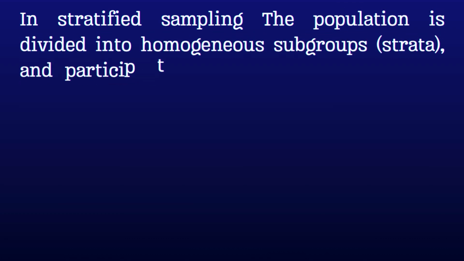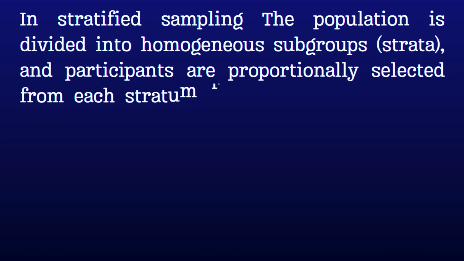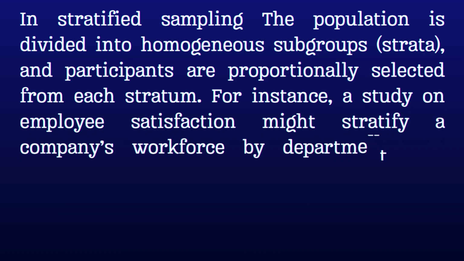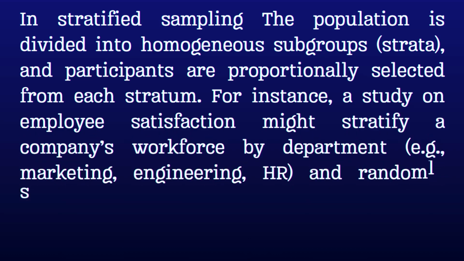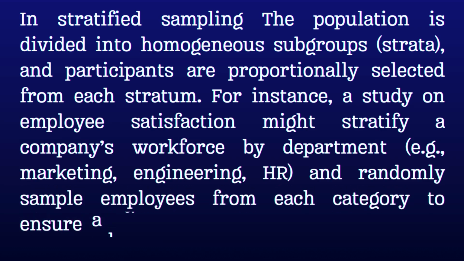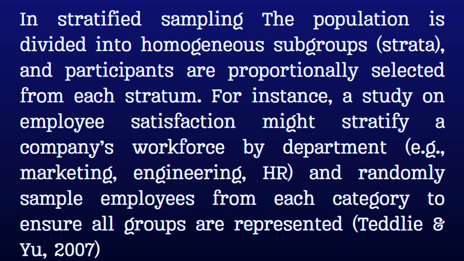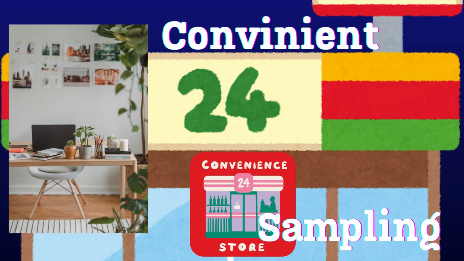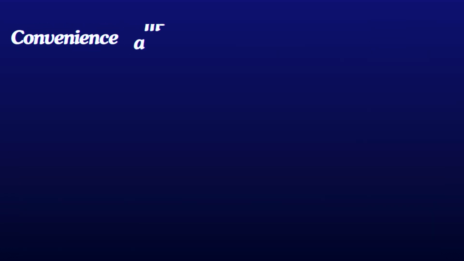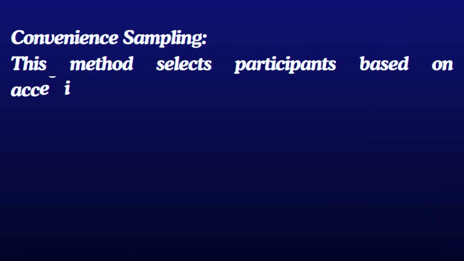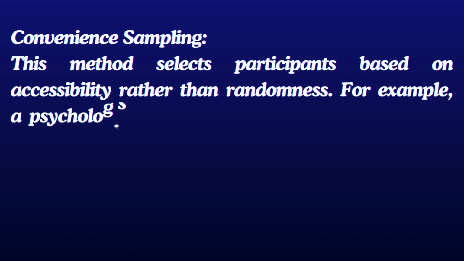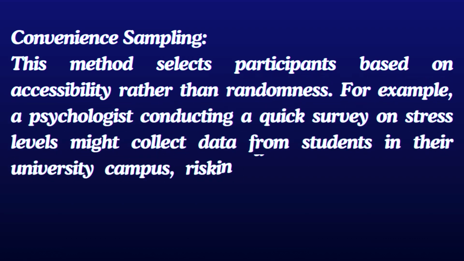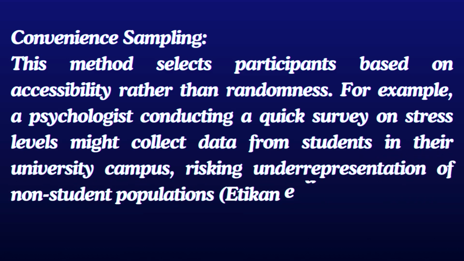For instance, a study on employee satisfaction might stratify a company's workforce by department, e.g., marketing, engineering, HR, and randomly sample employees from each category to ensure all groups are represented. Teddlie and Yu, 2007. Convenience sampling. This method selects participants based on accessibility rather than randomness. For example, a psychologist conducting a quick survey on stress levels might collect data from students on their university campus, risking underrepresentation of non-student populations.